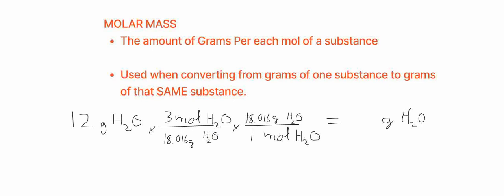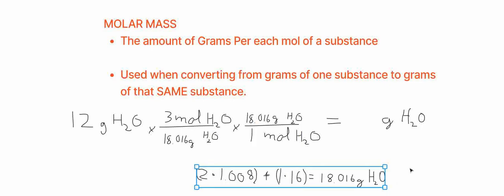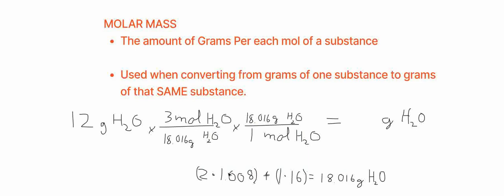And then we're going to divide by the average atomic mass of H2O. So to figure this out, we have to go 2 times 1.008, and this number is the average atomic mass of hydrogen. And we're multiplying by 2 because we have 2 hydrogens in H2O. And then we're going to add whatever we get over here to 16. And the 16 represents the average atomic mass of oxygen. So that gives us 18.016 grams of H2O. Then we divide that over here.